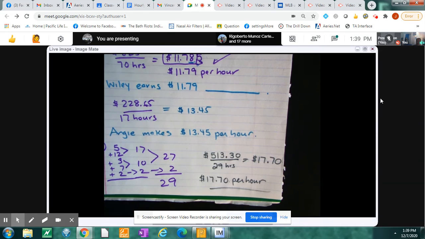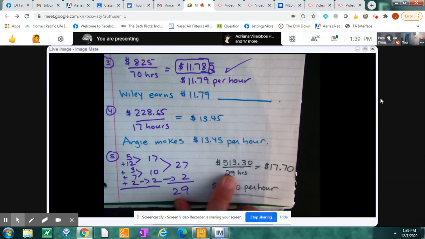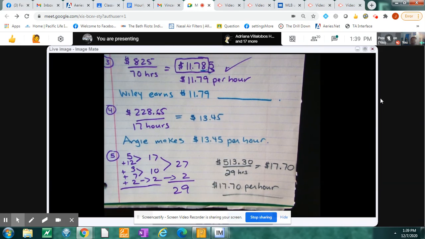Don't forget the sentence. Per hour. Rogelio makes $17.70 per hour. All right? So far, so good? It's pretty easy, guys. So number 6.